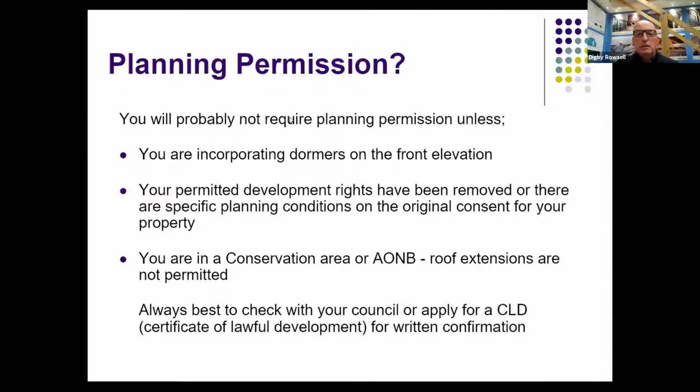You can add 40 cubic meters of volume to the roof if you're a terrace property, or 50 cubic meters if it's a semi-detached property or detached property. That includes the volume of any dormers, or if you're doing a hip roof to gable conversion, all of that volume comes within that. But just bear in mind, if you've had extensions, the roof volumes of those will go against those allowances.